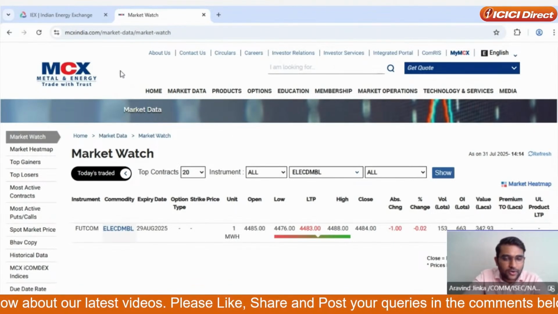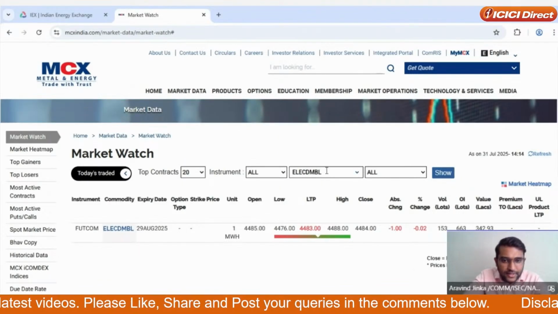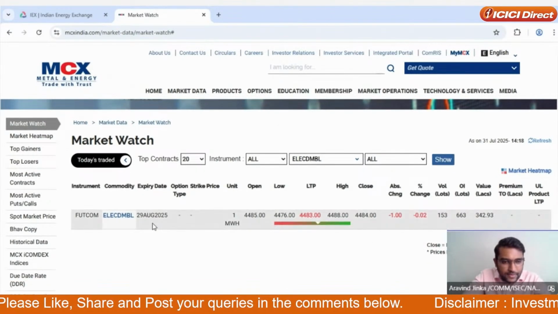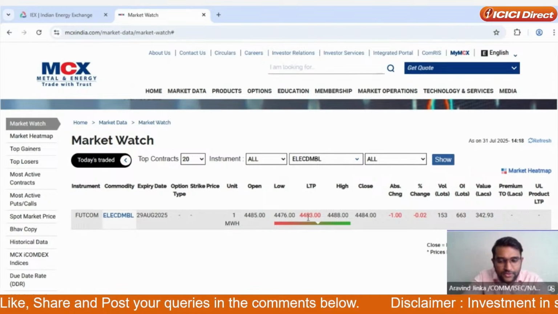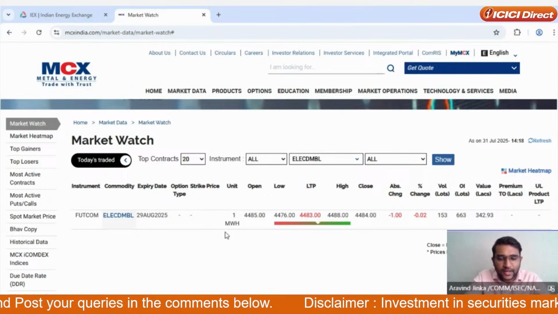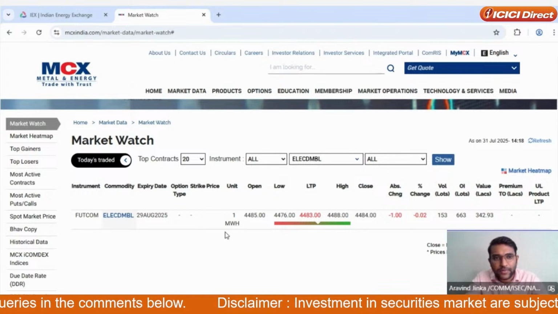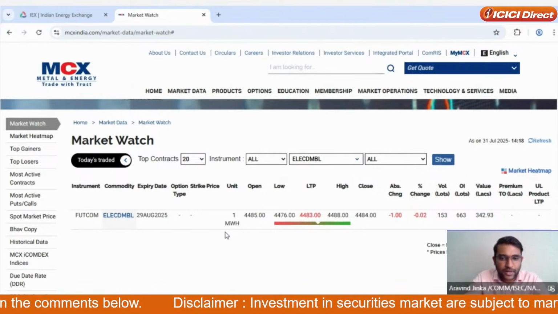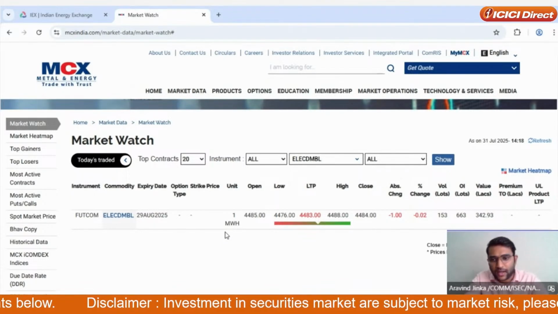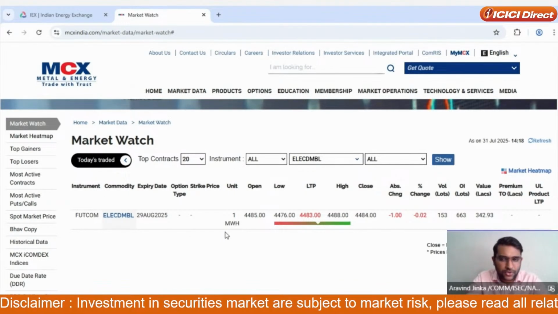Let us also parallelly see the MCX side. This is the mcxindia.com website. I've gone to market data and market watch, under which I filtered the electricity contract. Currently, the August expiry contract is trading at around 4,483. For calculation purposes, let's take 4,500 rupees per megawatt hour. For a 50 megawatt hour lot size, the approximate contract value would be around 2,25,000 rupees. The margins for electricity futures are approximately 10%.